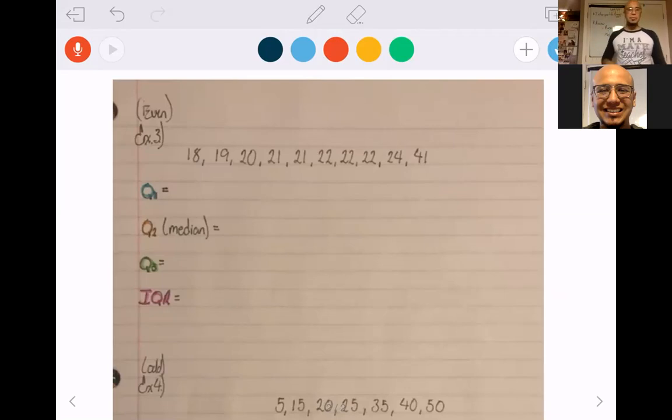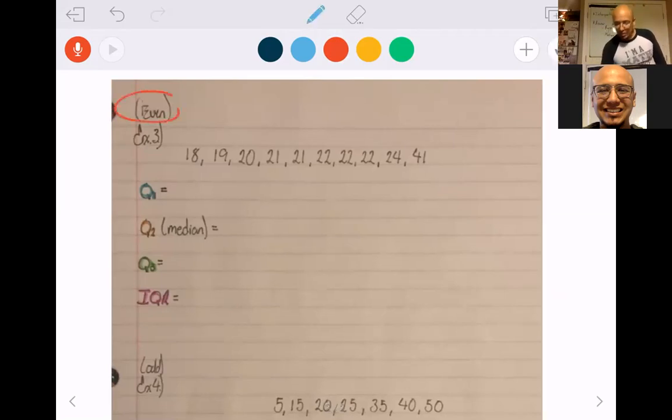Now, in this next example, I did write "even" over here, just so you know that I'm working with an even number of values. And in the next example, we're going to work with an odd number of values. So we have an even number. That means that we're going to have two medians. Here we have a total of 1, 2, 3, 4, 5, 6, 7, 8, 9, 10 values. And so my median is going to be, let's see, 18, 19, 20, 21, and 22. So we have these two values, 21 and 22.